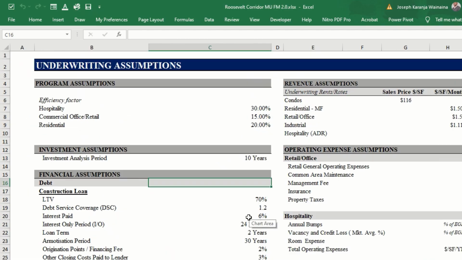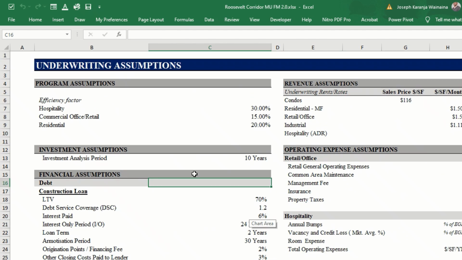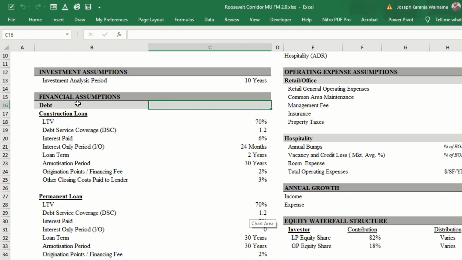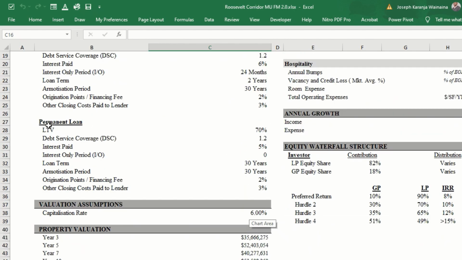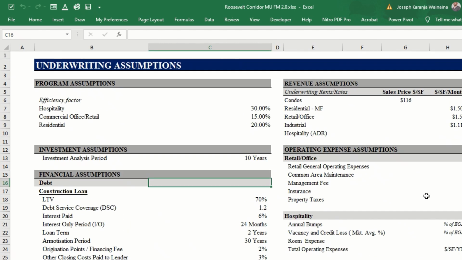So the next section we do have the underwriting assumptions. These are the assumptions that have been used to drive the model. We have the program assumptions for the efficiency factor. We have the investment assumptions, the investment analysis period. We do have the financial assumptions, this for the debt, the terms for the construction loan, as well as now the terms for the permanent loan. We also have the valuation assumptions, the cap rate that has been used in the terminal cash flows. We also have the property valuation from the 3rd year all the way to the 10th year indicated there.